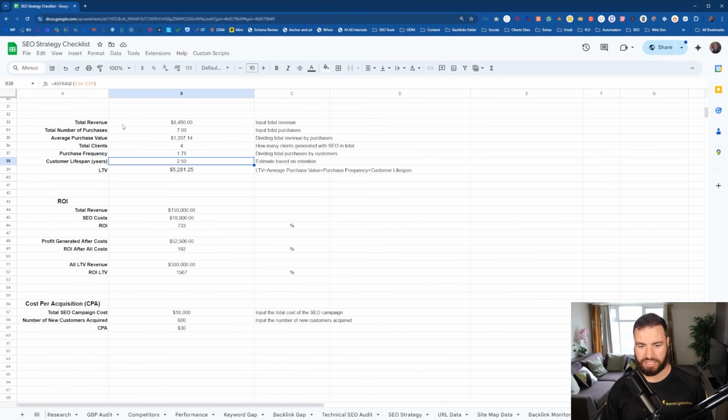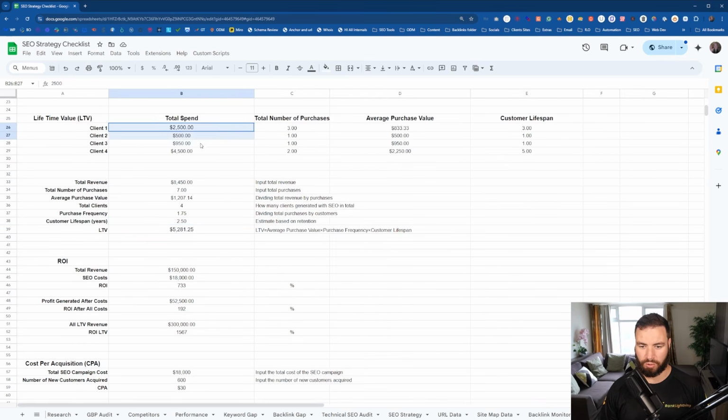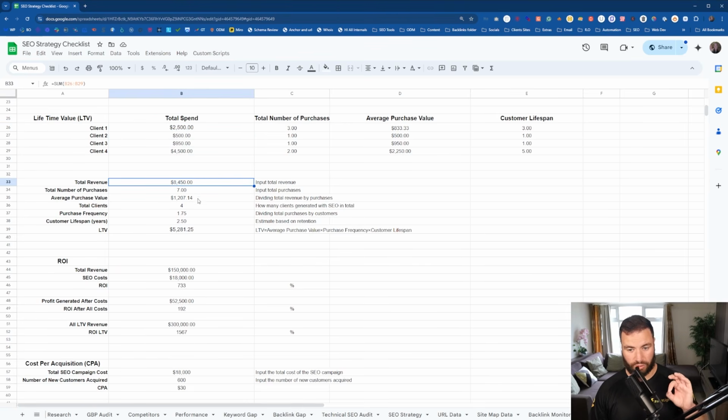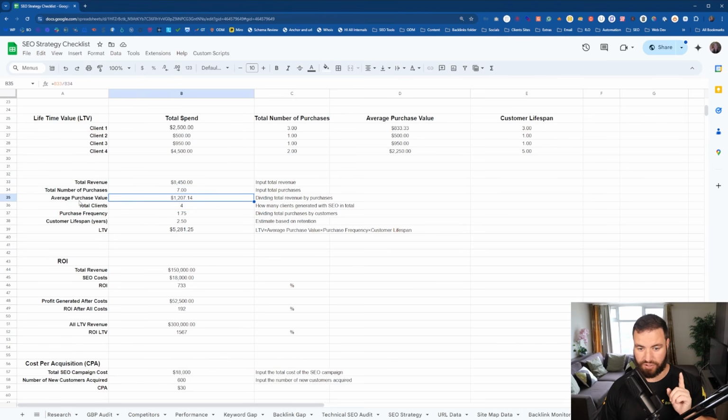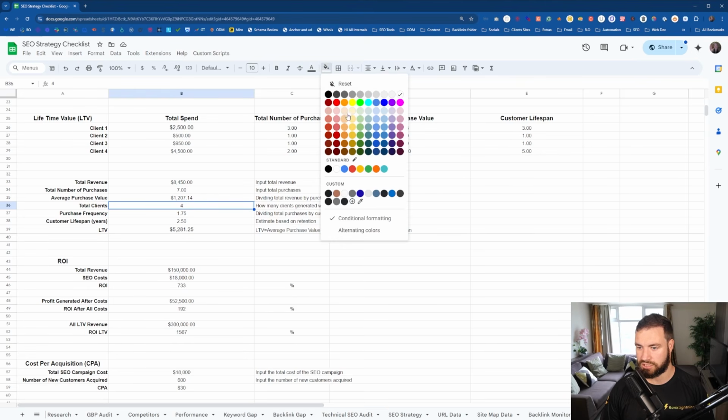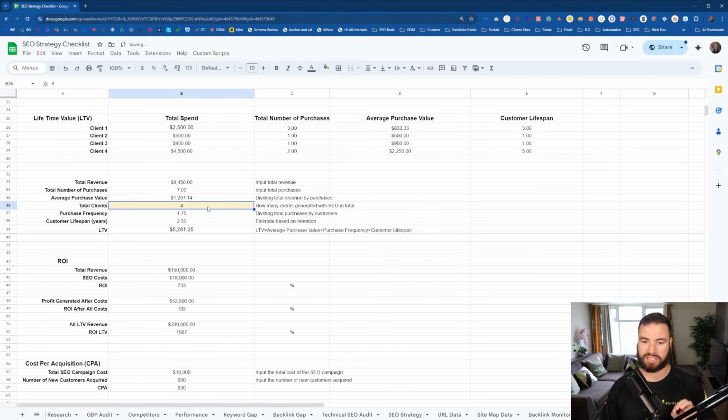Now, what we're doing is the total revenue. So we're adding up all of the revenue generated. So this is where this comes in. All of these formulas are automatic for you. The total number of purchases is automatic, sorry. The average purchase value, automatic. So that's worked out with the averages. So it looks at it. The only thing you're going to need to input, and I will make this a lighter color so no one mucks up, is the total number of clients. So that'd be how many people you've won through SEO.